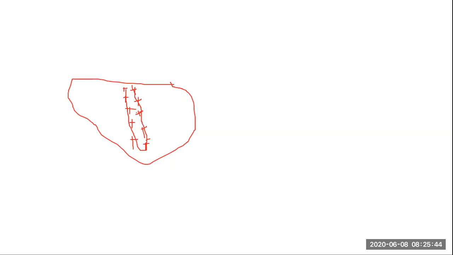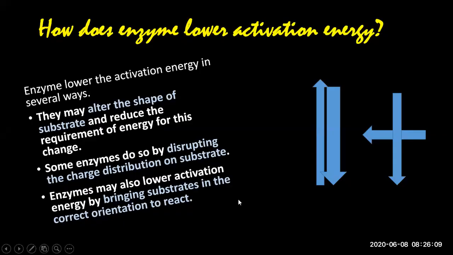The third point was... the third point will be on the screen. So let's go on the screen. Now the last point is enzyme may also lower activation energy by bringing substrates in the correct orientation to react. Bringing substrates in the correct orientation to react.